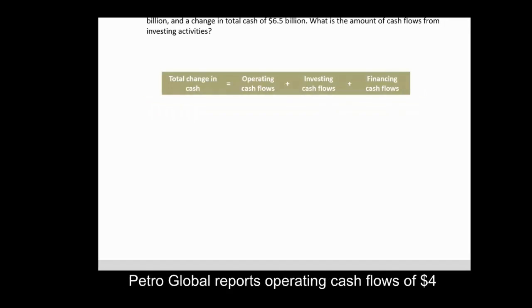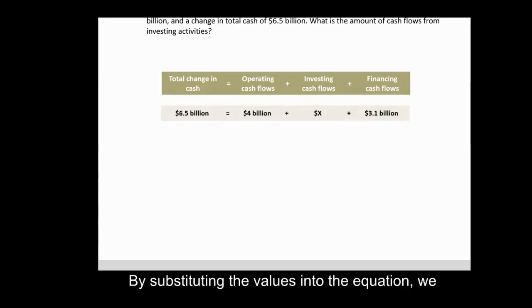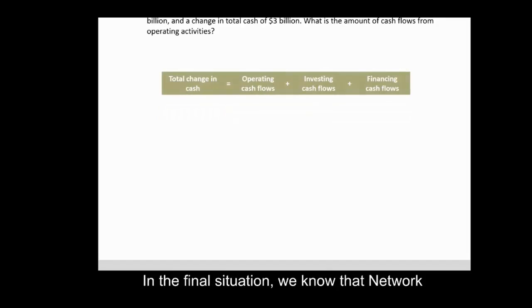Petro Global reports operating cash flows of $4 billion, financing cash flows of $3.1 billion, and a change in total cash of $6.5 billion. By substituting the values into the equation, we calculate the cash flows from investing activities to be minus $0.6 billion.